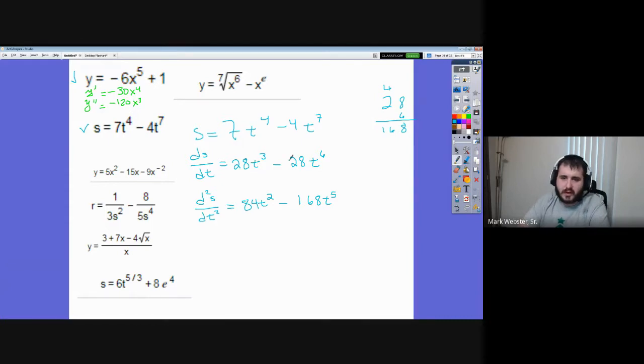Right, and so you're just taking the derivative the same way each time. Bring down the exponent, make the exponent 1 less. Bring down the exponent, make the exponent 1 less. Bring down the exponent, make the exponent 1 less. That's all we're talking about with these. Don't overthink it. These are really, really easy once you do them a couple times.